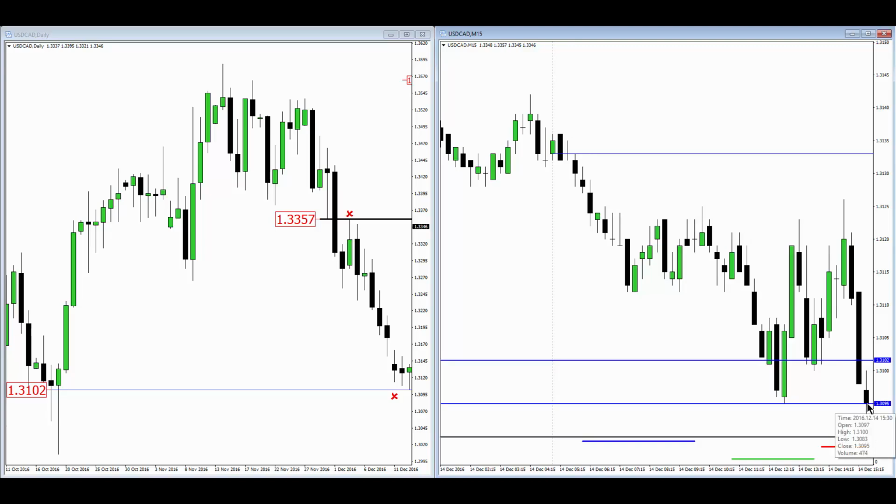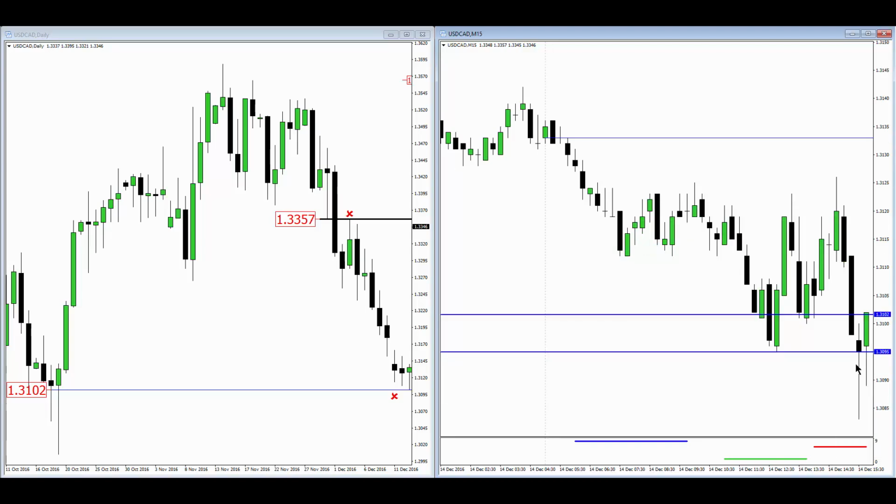And this candle's low comes in at 130.83. So the limit order would have put you in long at 130.90. And the actual low comes in at 130.83. So it's not even 7 pips. It is 7 pips drawdown.